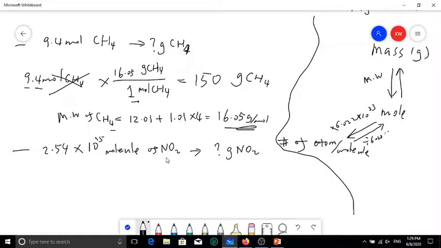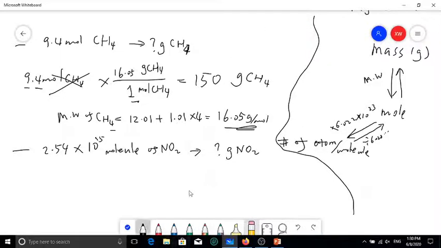Now the NO2 here though is not nitrite. Don't confuse, for example, NO2 versus NO2 minus. This guy is a gas, this guy is an ion. This guy is called nitrogen dioxide, just like CO2, think about carbon dioxide. This guy is a polyatomic ion, it's called nitrite. These are completely different things.